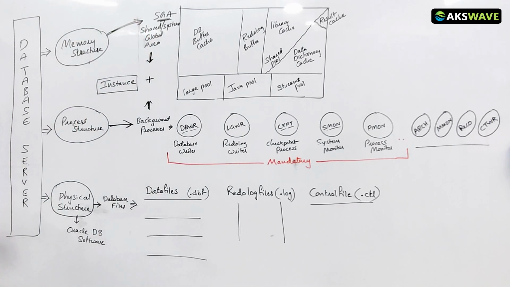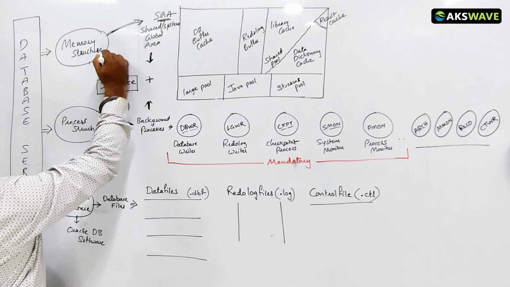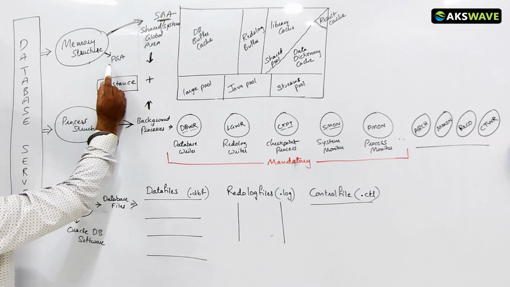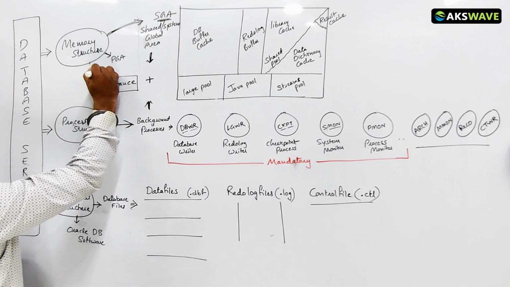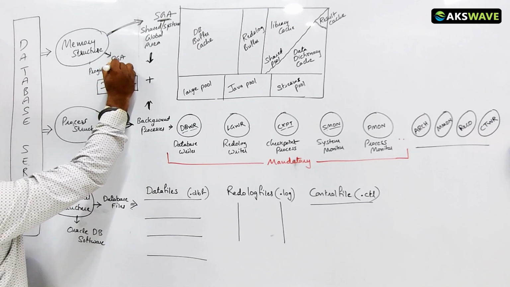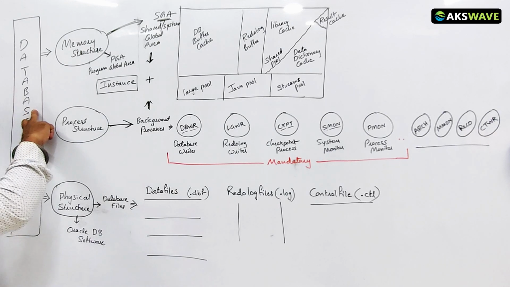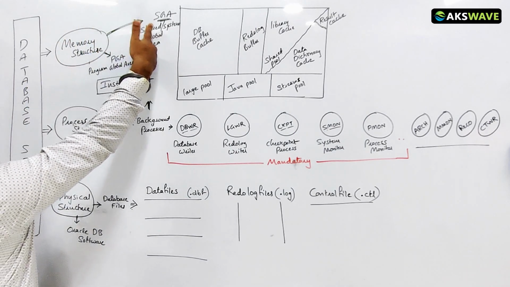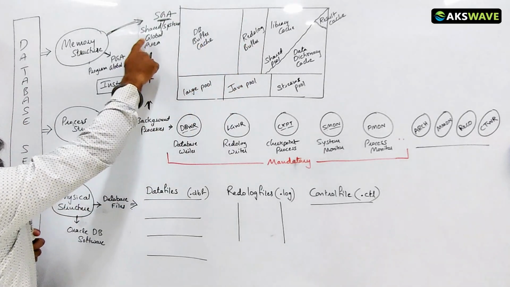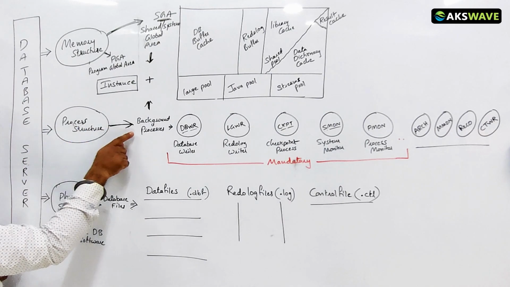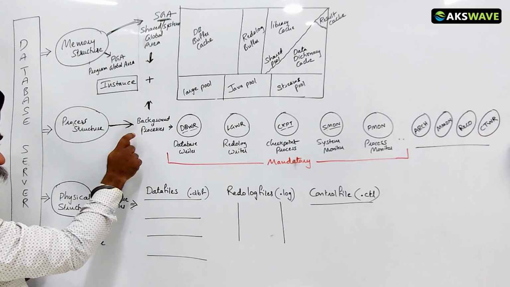Now, there are a few more things I'll add here. In the memory structure, we have one more memory component, called the PGA. PGA means Program Global Area. So in my database server's memory structures, there are two main components: one is your SGA, another is your PGA. We'll discuss this later, not to worry. Then coming to process structures, we have one main kind: background processes.